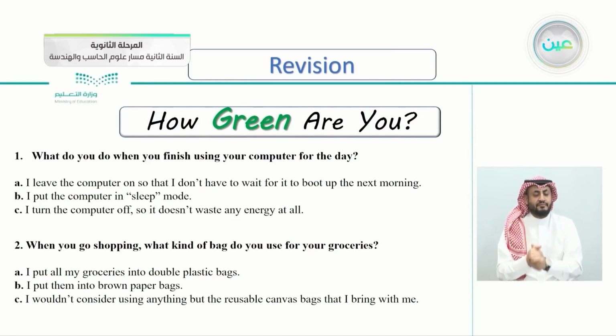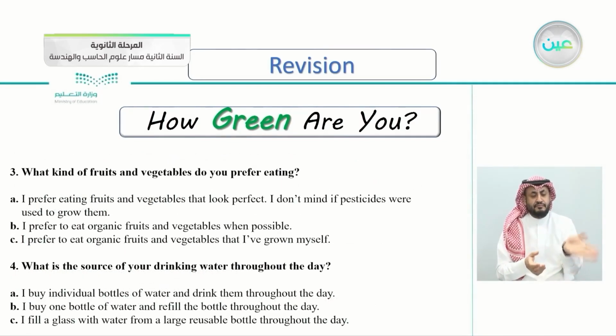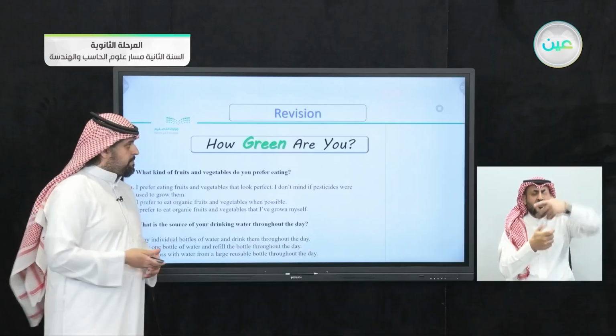And number 2, when you go shopping, what kind of bag do you use for your groceries? Do you use a plastic bag or paper bag, and so on? And continuing here, what kind of fruits and vegetables do you prefer eating? I prefer fruits and vegetables that look perfect, or organic foods and vegetables when possible, or organic foods and vegetables that you grow yourself? So I think you remember what you answered previously. Number 4, what is the source of your drinking water throughout the day? Do you drink tap water, bottled water, or so on?